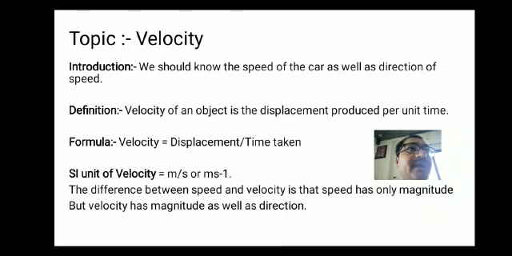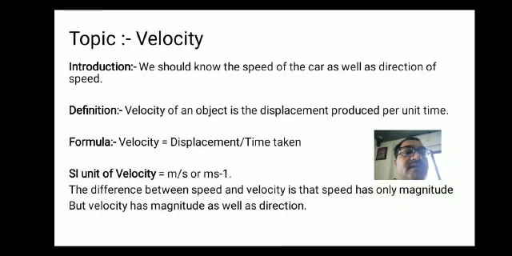In that first topic we discussed two things. One is the distance and second is the displacement. So velocity means displacement per unit time. We should know the speed of the car as well as the direction of the speed. With the help of velocity we can find two things: the speed of the car, and in which direction it is moving, north, south, east or west.